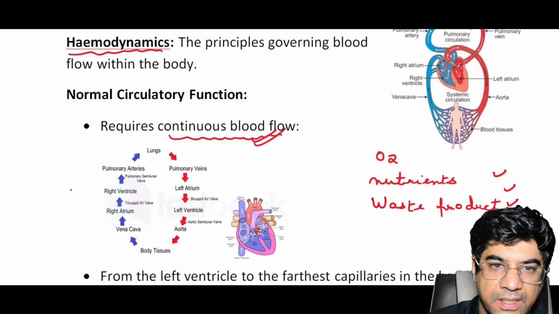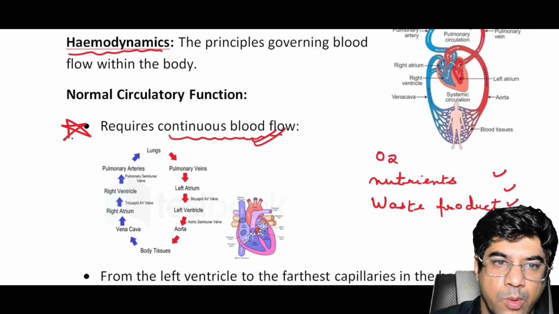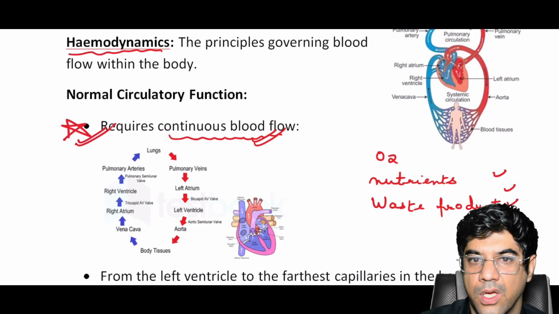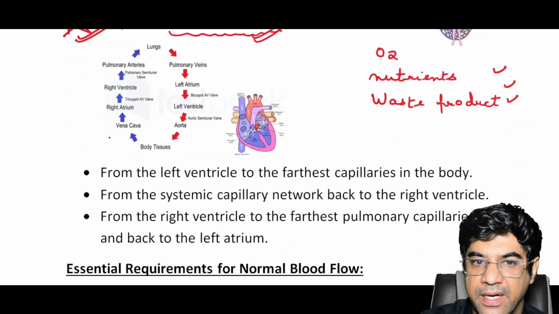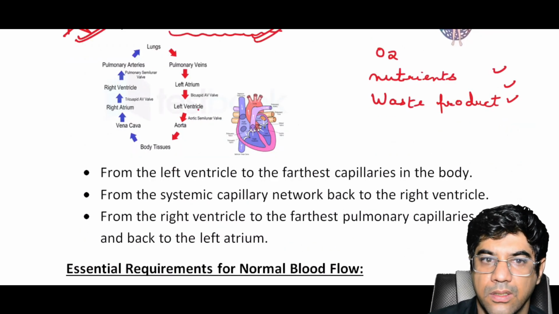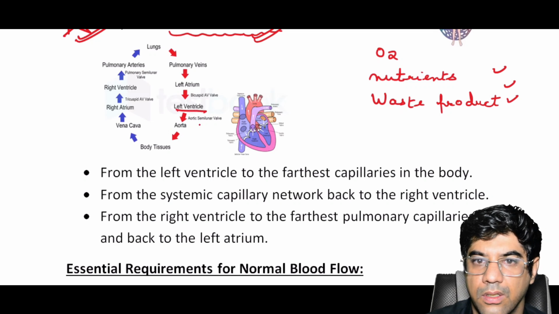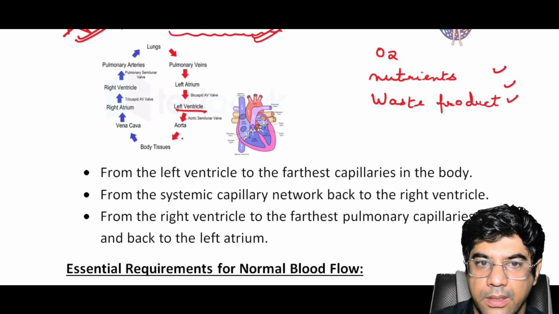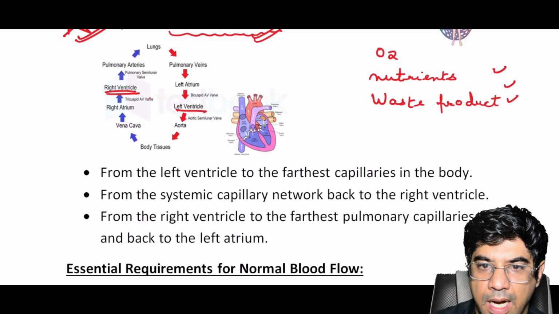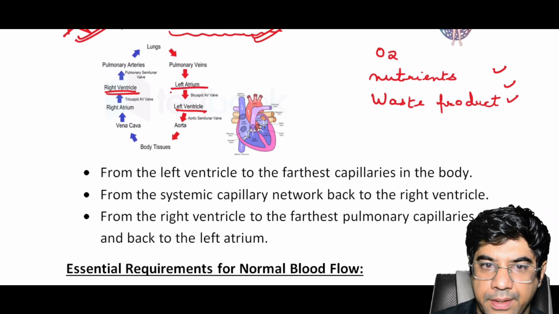The normal circulatory function, again, requires continuous blood flow from the left ventricle to the farthest capillaries in the body, and from the systemic capillaries back to the right ventricle. So from the right ventricle to the farthest capillaries and back to the left atrium.